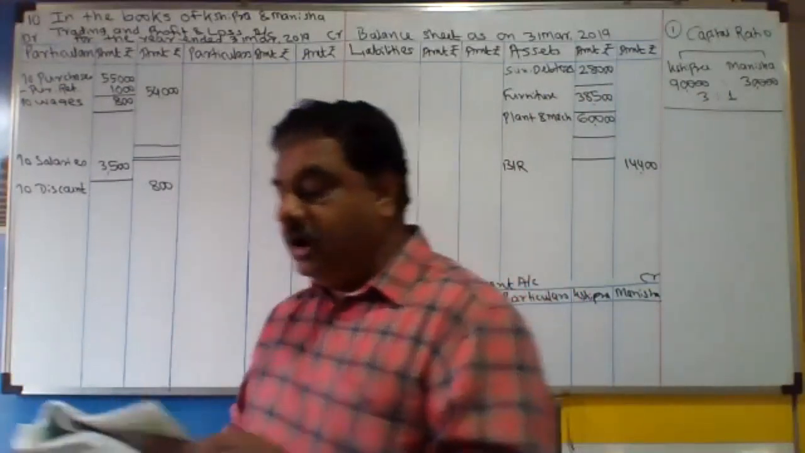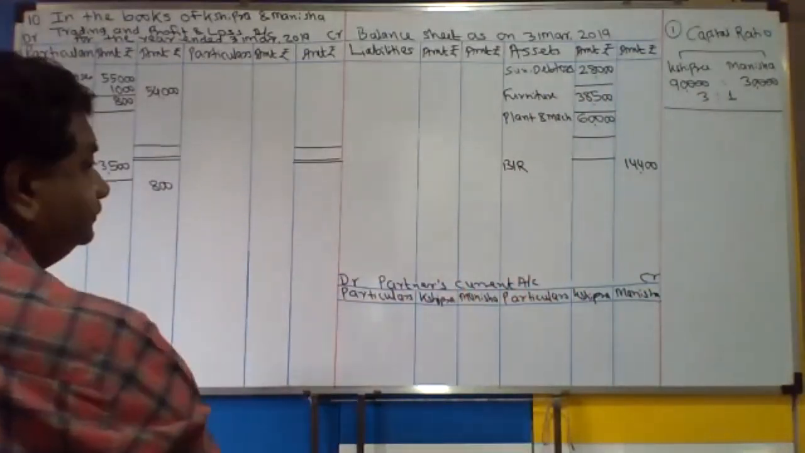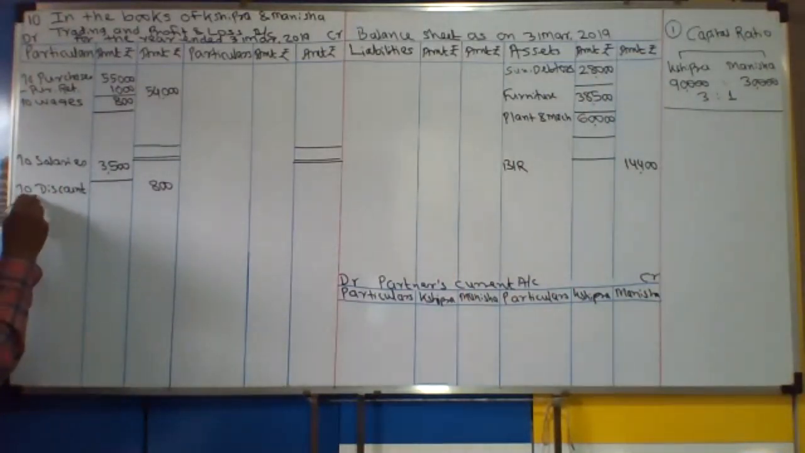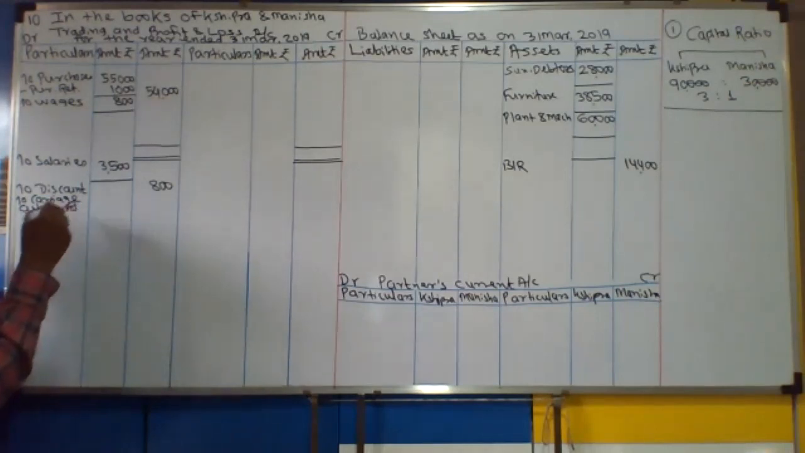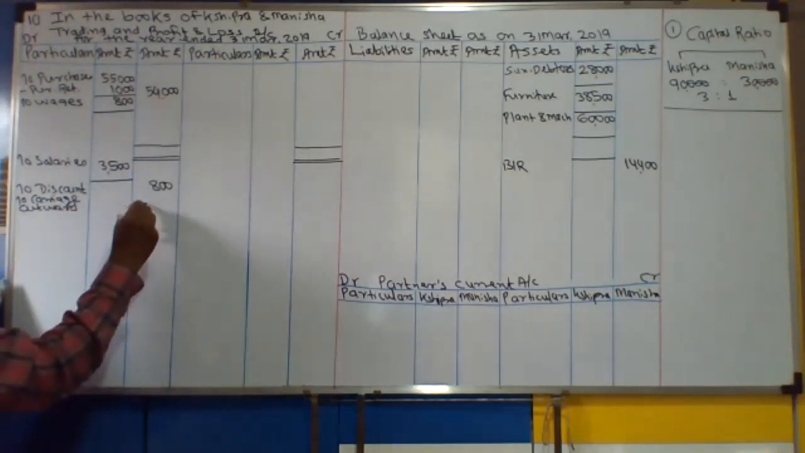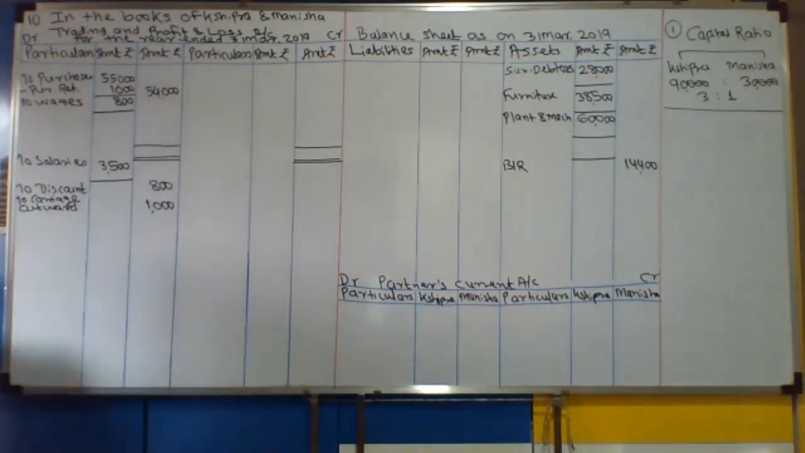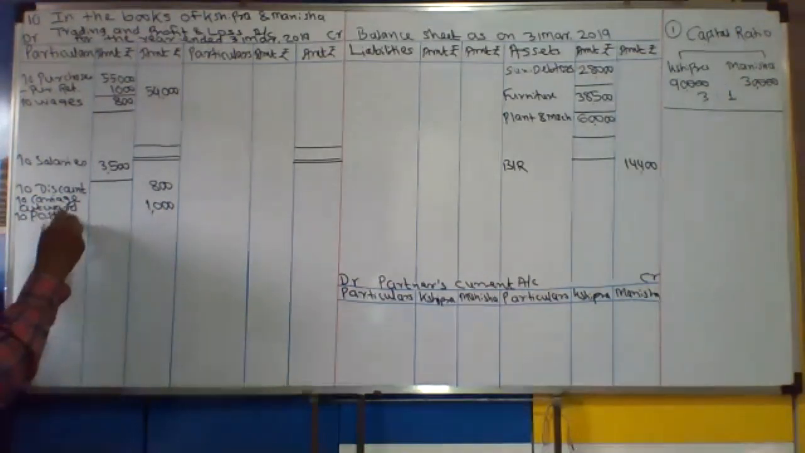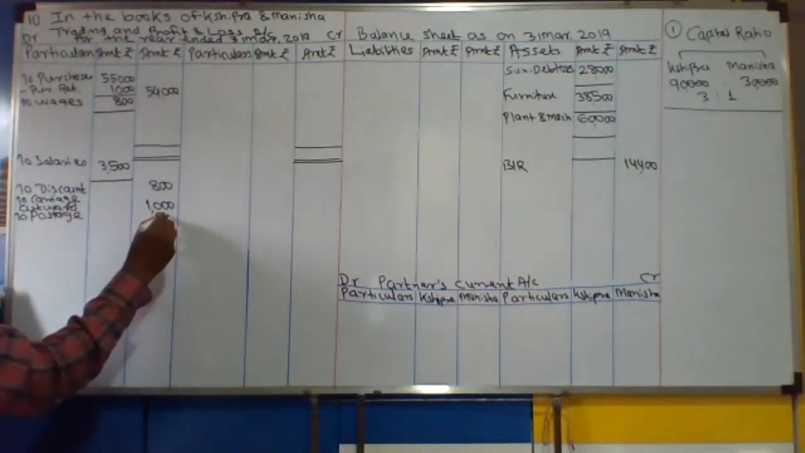Then carriage outward. Carriage outward, profit and loss account debit side. The amount is 1,000. Postage, profit and loss account debit side, postage is 500 rupees.